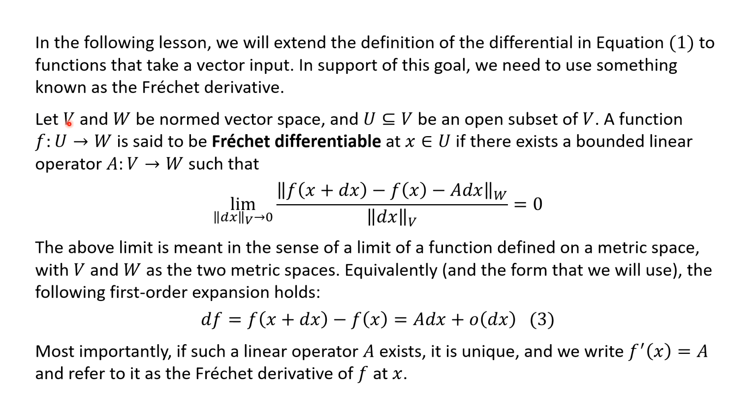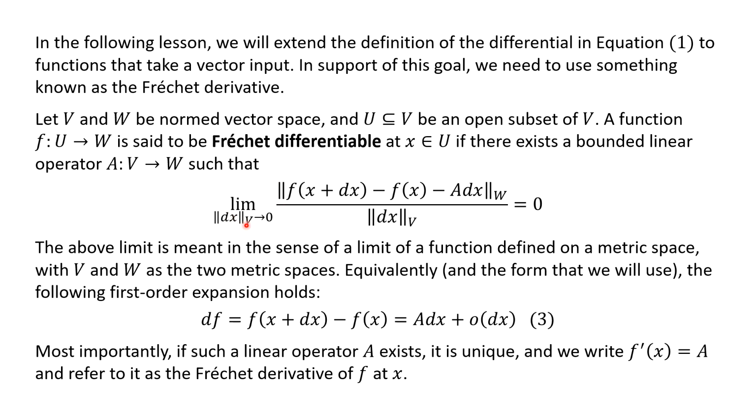So let V and W be normed vector spaces, and let U be an open subset of V. A function F from U to W, where again U is just an open subset of V, is said to be Fréchet differentiable at x, an element of U, if there exists a bounded linear operator A from V to W such that this limit exists here.